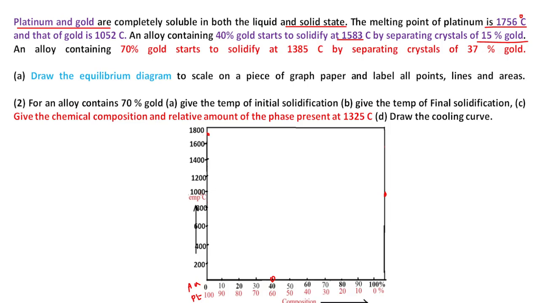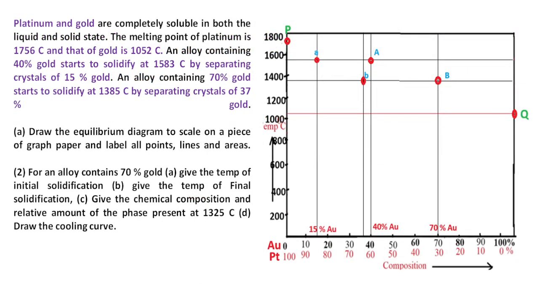Next, platinum and gold are completely soluble in liquid and solid state. Melting point of platinum is 1756, gold is 1052. So 40% of gold starts to solidify at 1580 degrees. This is point A. Crystals of 50% gold separate; this is point small a.